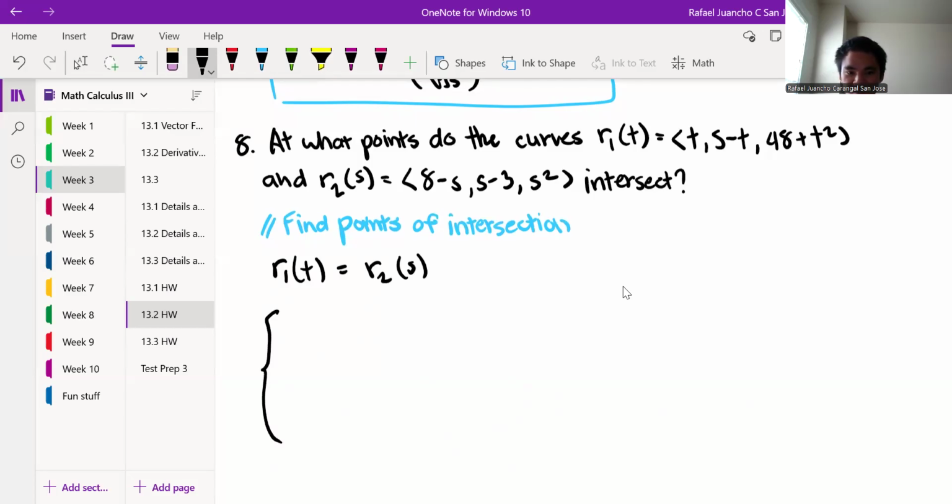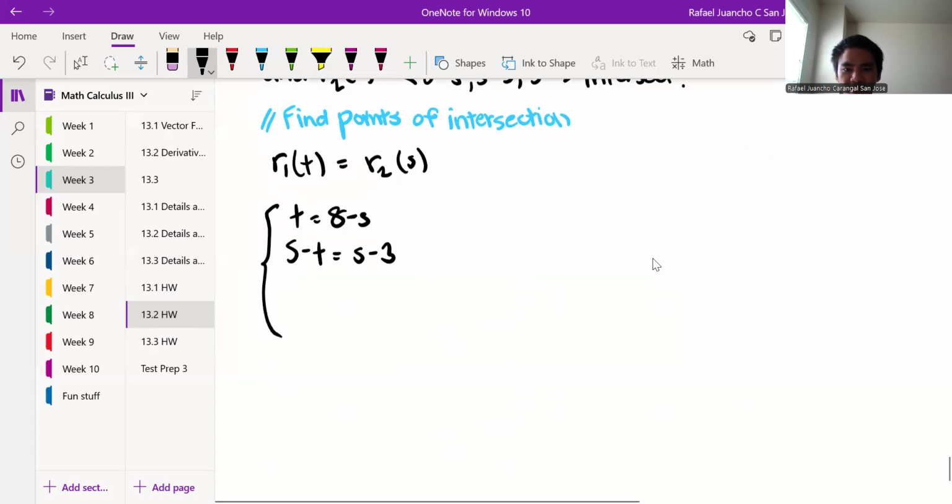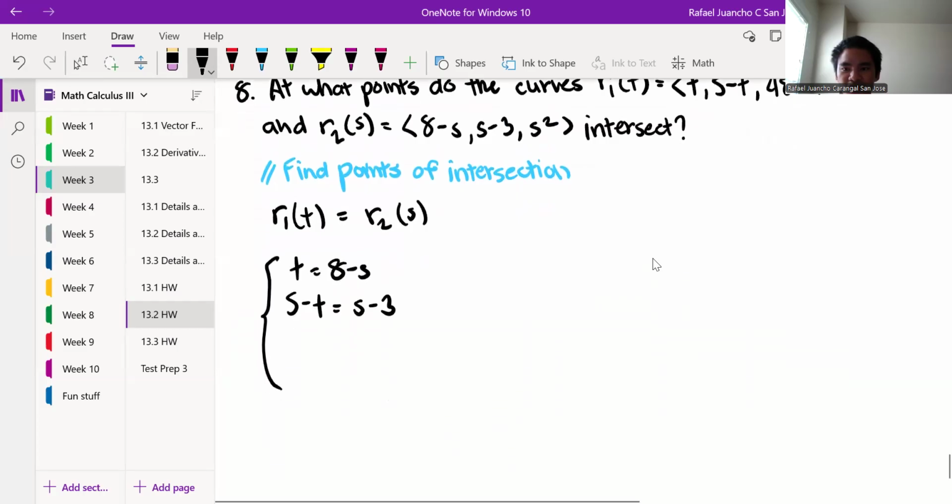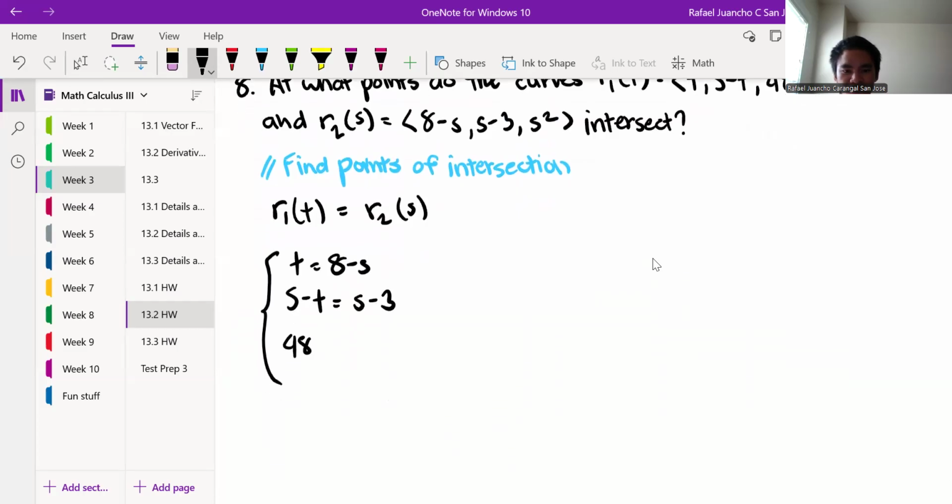So here we have a system. We have T equals 8 minus S. Here we have 5 minus T equals S minus 3. And then here we have 48 plus T squared equals S squared. And I basically solve for S and T. So let's do that. We have a T here, so I guess we can substitute.